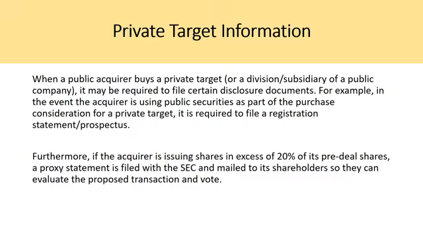There's also private target information. So when a public acquirer buys a private target or a division or subsidiary of a public company, it may be required to file certain disclosure documents. For example, in the event the acquirer is using public securities such as bonds as part of the purchase consideration for a private target, it is required to file a registration statement and prospectus. And so we've already talked about this with the going private in the 13E3. Furthermore, if the acquirer is issuing shares in excess of 20% of its pre-deal shares, a proxy statement is filed with the SEC and mailed to its shareholders so they can evaluate the proposed transaction and vote. And so that's similar to the proxy statement that we talked about initially.